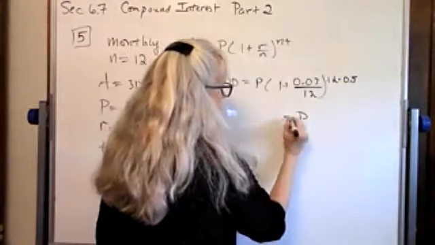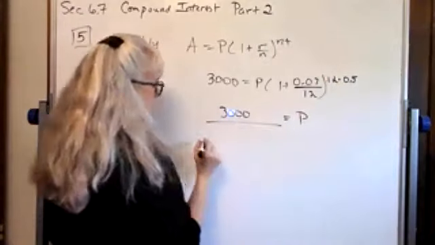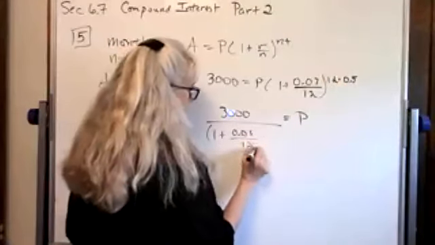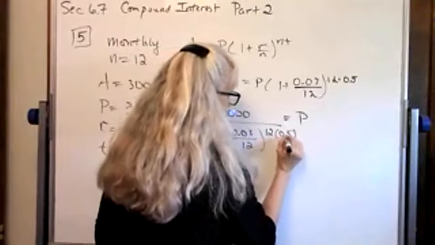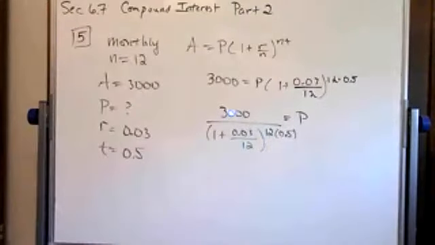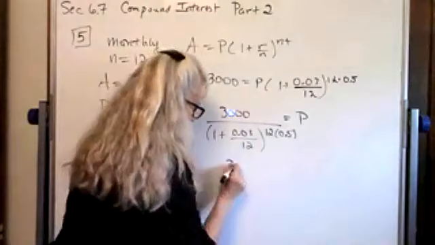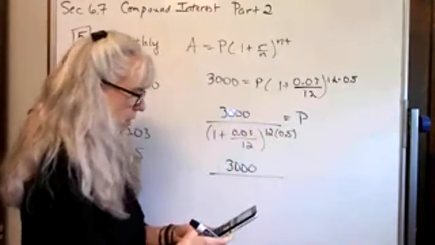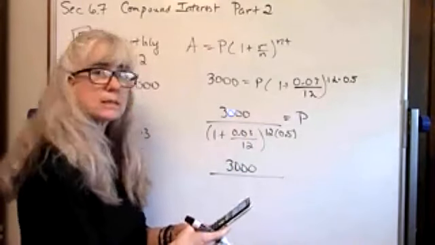So P is going to be equal to that initial $3,000 that we knew we need at the end, divided by the quantity 1 plus 0.03 divided by 12 to the 12 times 0.5. And just to make sure we're all plugging it in correctly, I'm going to go figure out what the denominator is, for those of you that are not using a graphic calculator, just to make sure you're on the right track. So I'm taking 0.03, I'm going to divide it by 12. And that gives me 0.0025.